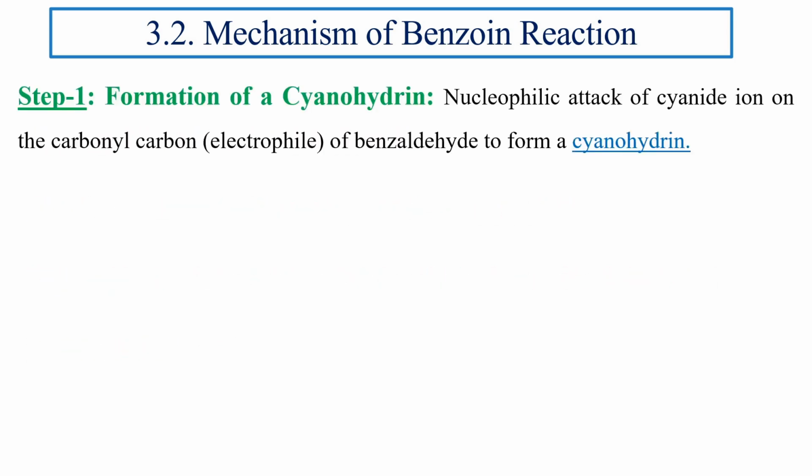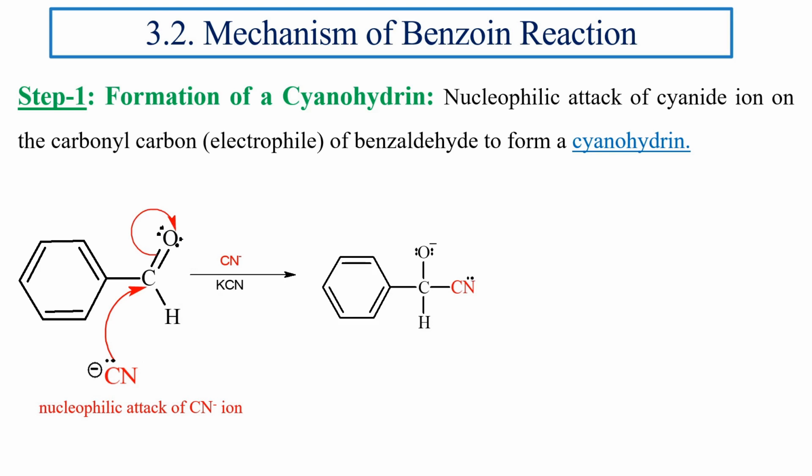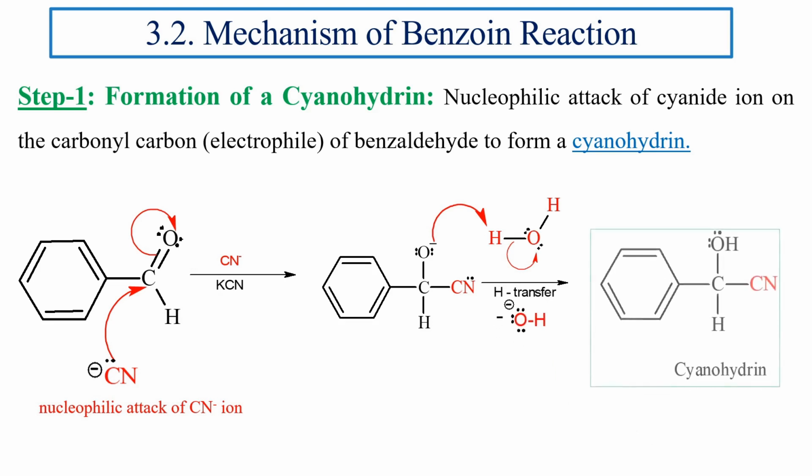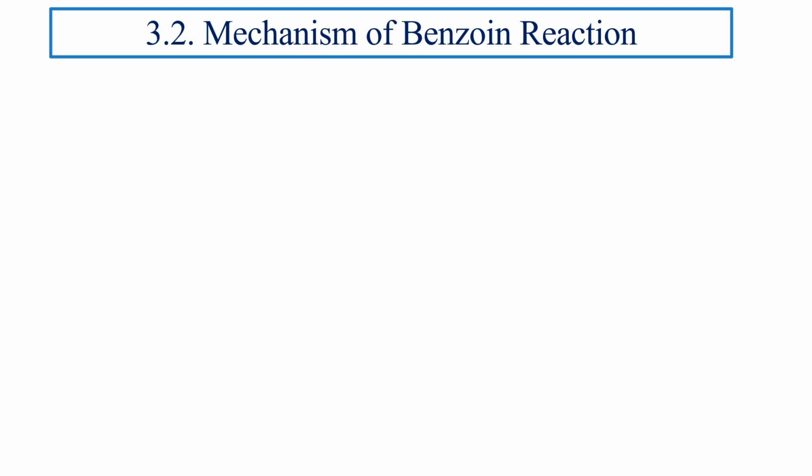The first step of the benzoin reaction is formation of cyanohydrin. Potassium cyanide dissociates into cyanide ion and potassium ion. This cyanide ion attacks the carbonyl carbon of benzaldehyde as a nucleophile to form a cyanohydrin. This is how cyanohydrin is formed in step 1.